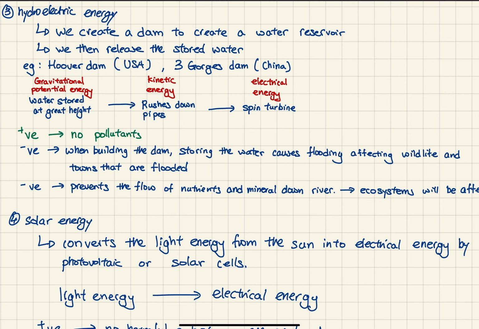Okay, so when the water is stored at a very great height, it has gravitational potential energy. After that, we let the water run down the pipes. When it starts to run down, it produces kinetic energy. It converts to kinetic energy. Then the kinetic energy pushes and spins the turbine to produce electrical energy.